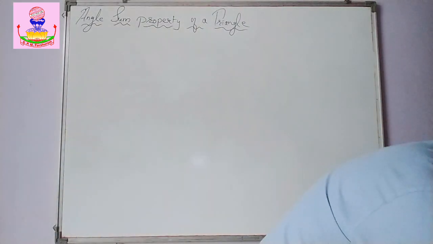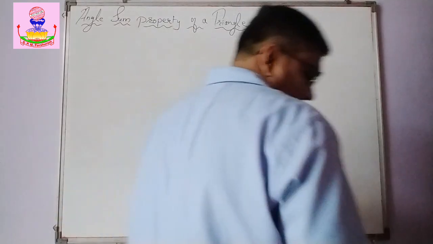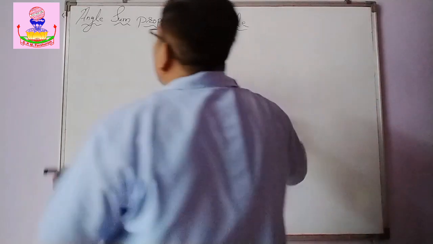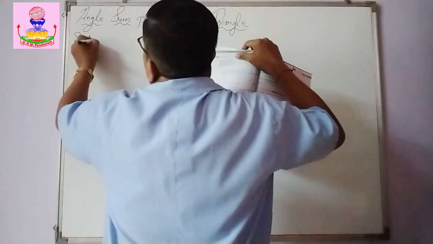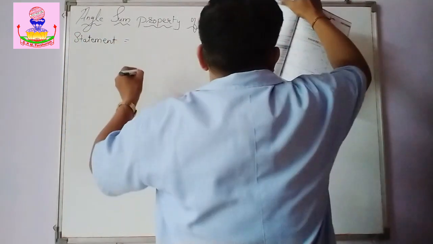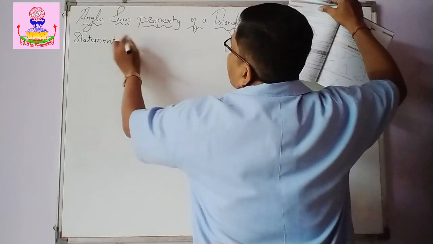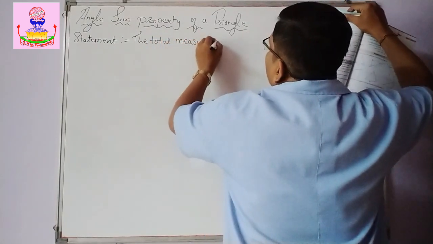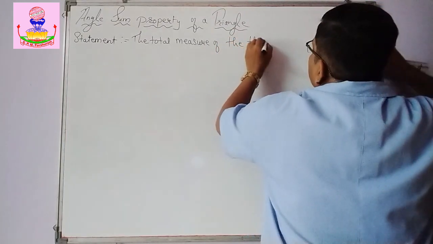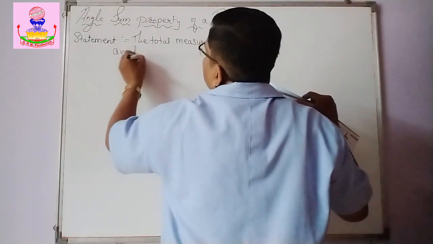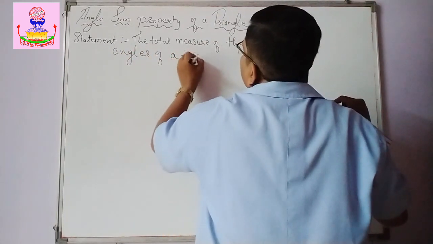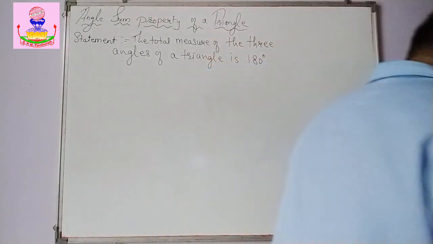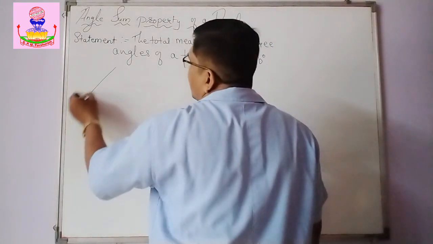Now the logical proof for this. So what is the logical proof? Just like last time I said, in 9th standard we call it a theorem. So the statement is: the total measure of the three angles of a triangle is 180 degrees. Okay. So this can be asked.